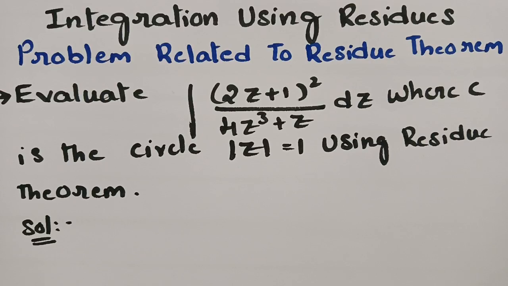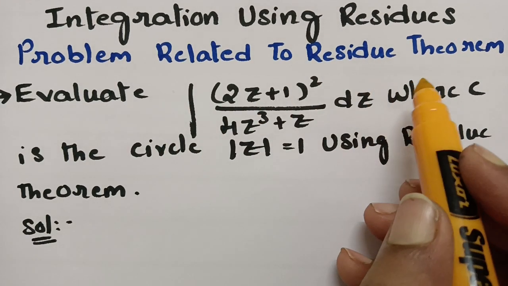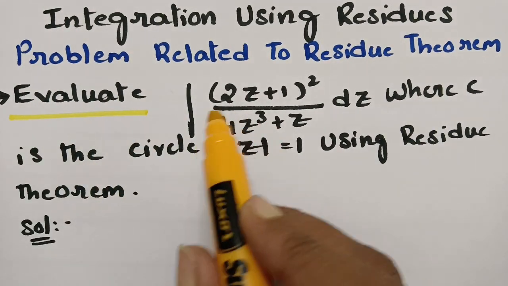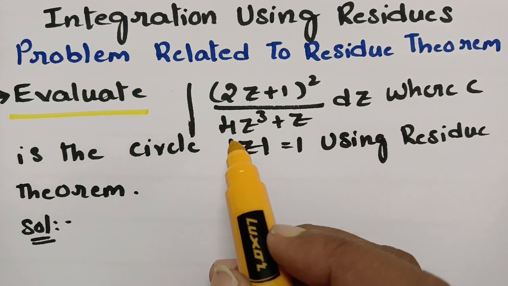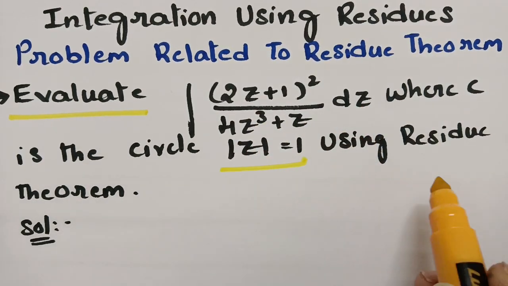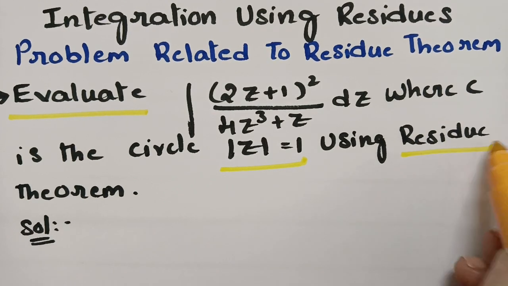This video is on integration using residues. In today's video, we are going to solve a problem using the residue theorem. We are going to evaluate the integral of (2z+1)² by (4z³+z) dz, where C is the circle |z| = 1, using the residue theorem.